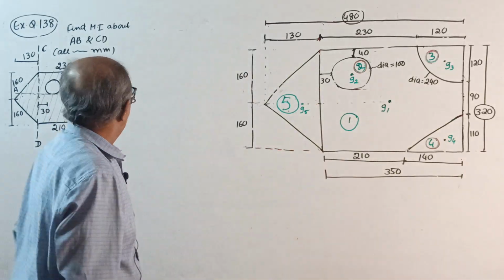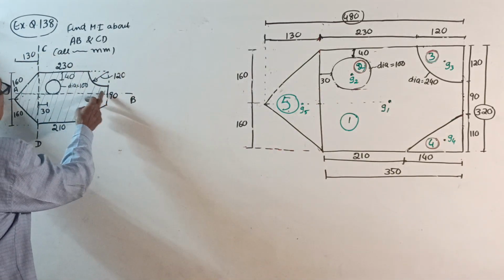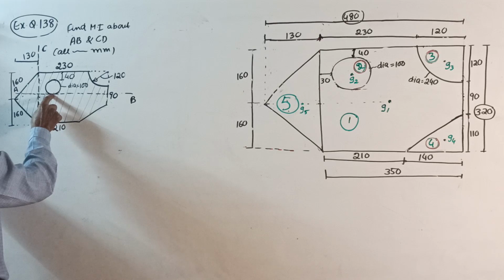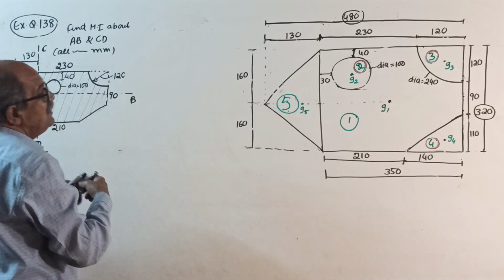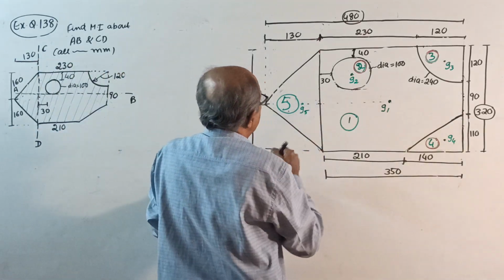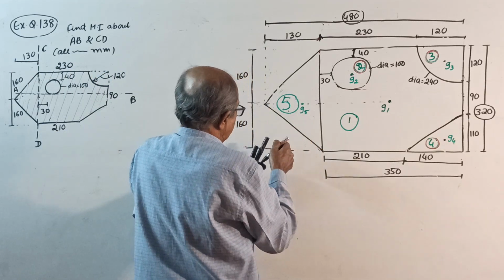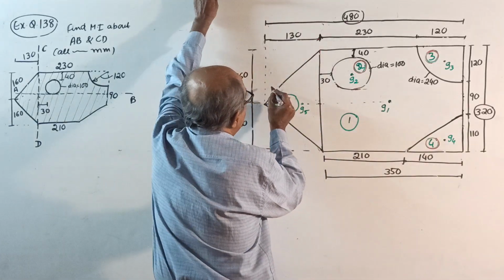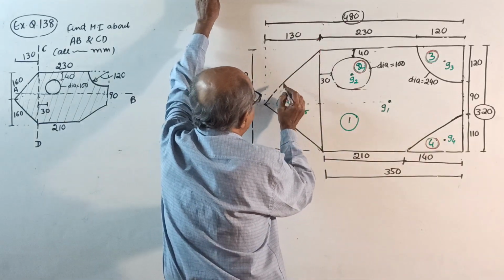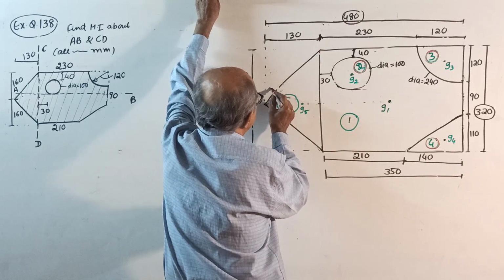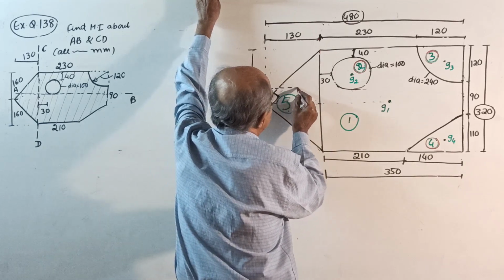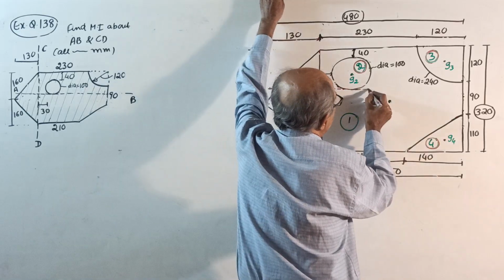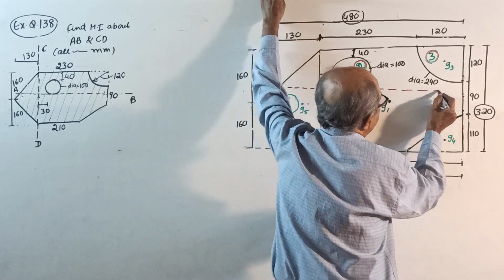Moment of inertia is required about two randomly given axes. See, horizontally, one axis passes through the bottom edge of the circle. See here, this bottom edge. So correctly mark it, without disturbing other markings. This way it will come tangentially.